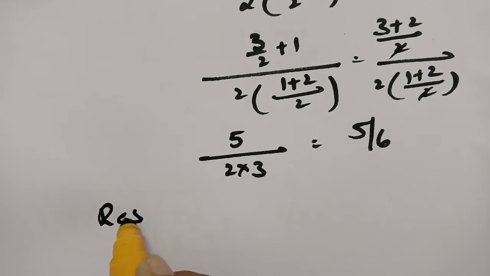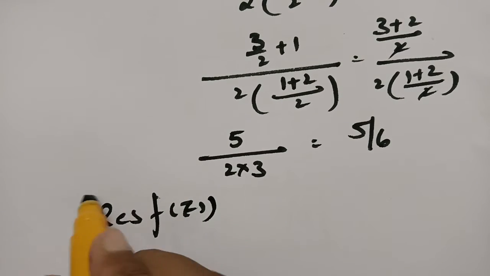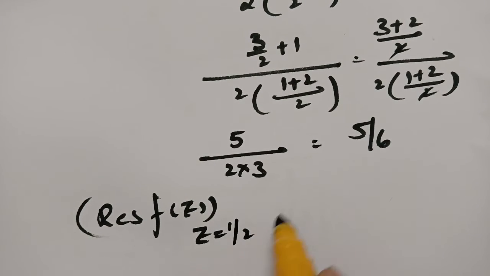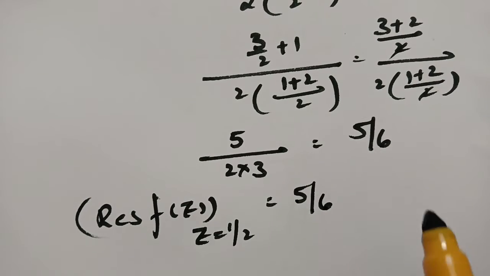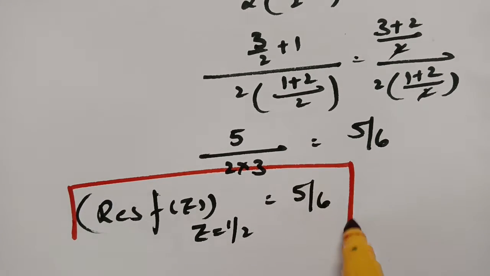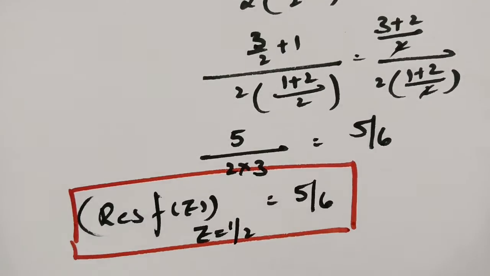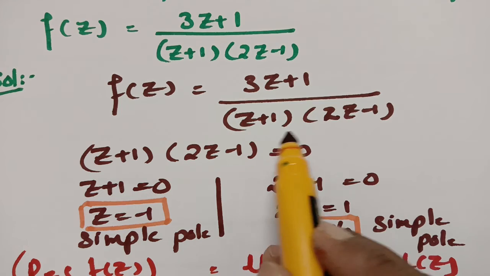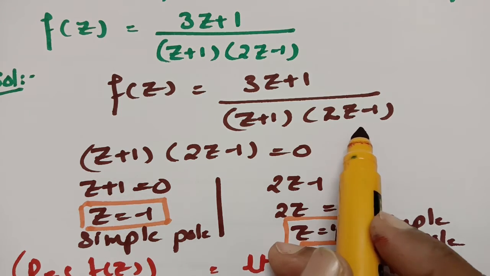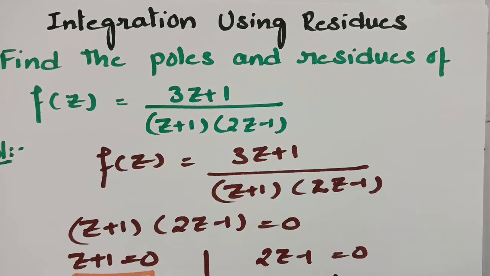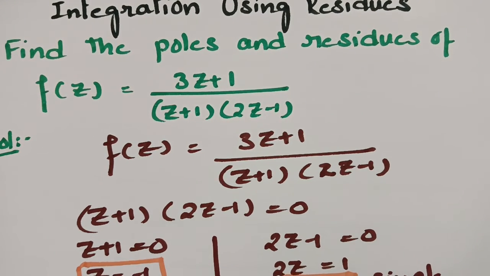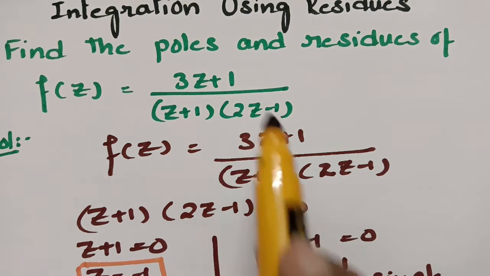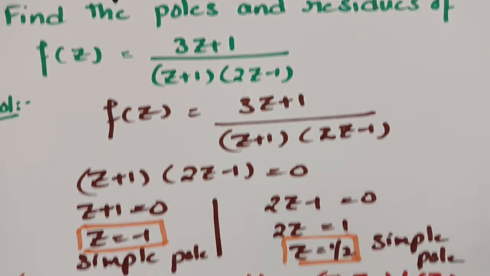Therefore, the residue of the function f of z at the pole value z is equal to half is nothing but 5 by 6. So this is the residue value for the corresponding pole z is equal to half. See, this is also so simple. What I have done, see, f of z is equal to 3z plus 1 by z plus 1 into 2z minus 1. So here we have to find the poles and the residues of the function 3z plus 1 by z plus 1 into 2z minus 1.